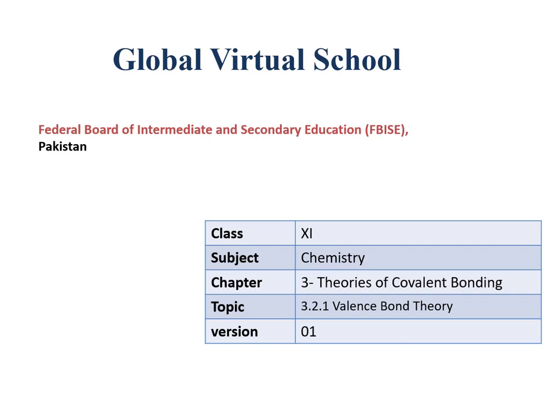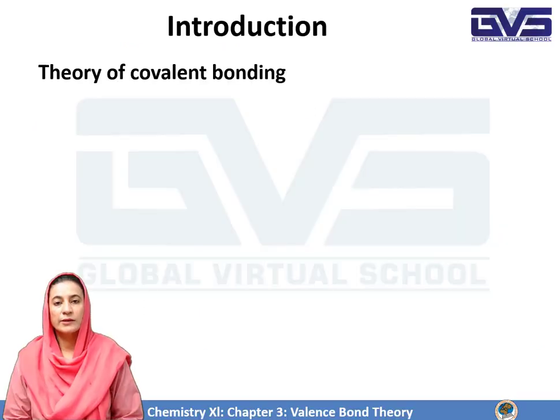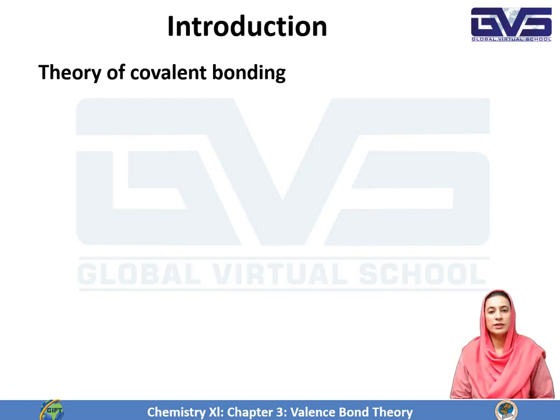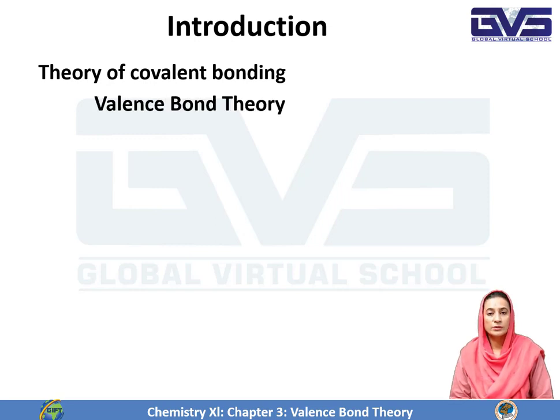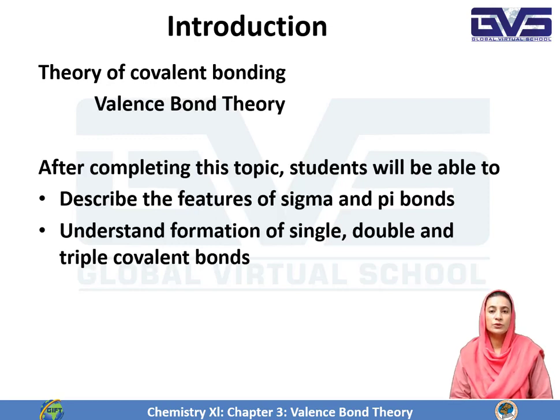I am Dr. Jalpanu. The topic for today's discussion is Valence bond theory from chapter 3. Students, Valence bond theory is actually the theory of covalent bonding. After completing it, you will find Valence bond theory very simple. It tells you about the features of sigma and pi bonds, and will also help you understand the formation of single, double and triple bonds, and how the sigma bond is related to single bonds and pi bonds are related to the multiple bonds. Multiple bond means double or triple bonds.